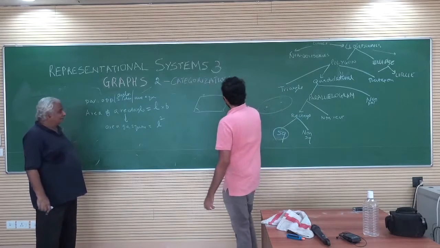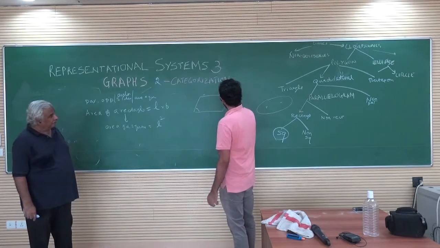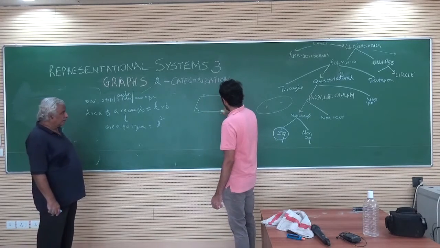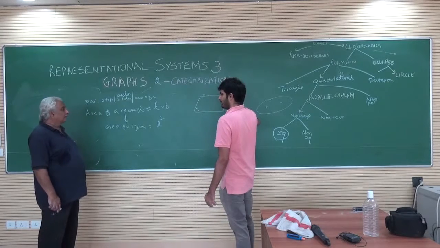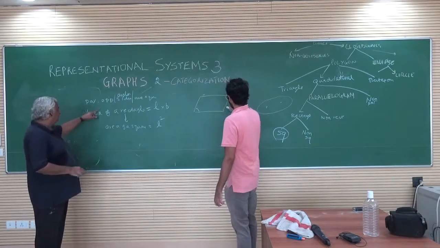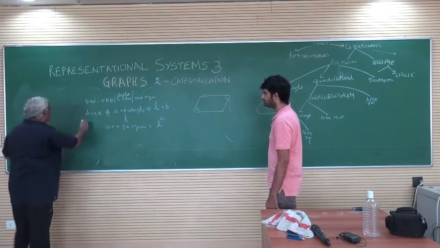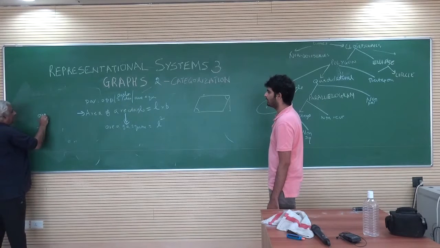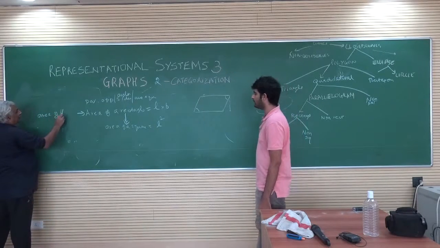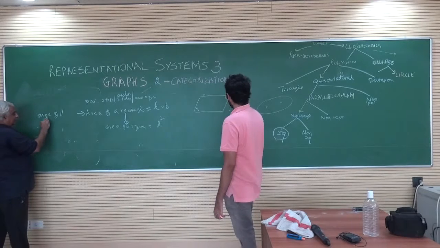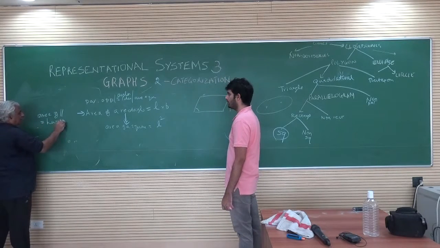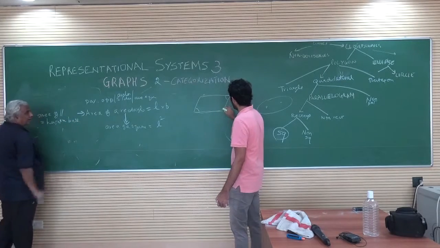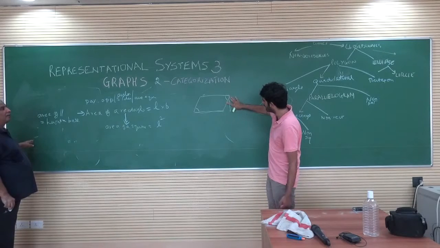Also, the area of a parallelogram is height times the base. Not the length times the breadth, but the height times the base. Okay, so let me write that down. So this follows. The area of a parallelogram is height multiplied by the base, where the base is this length and the height is the length of the perpendicular drop down.